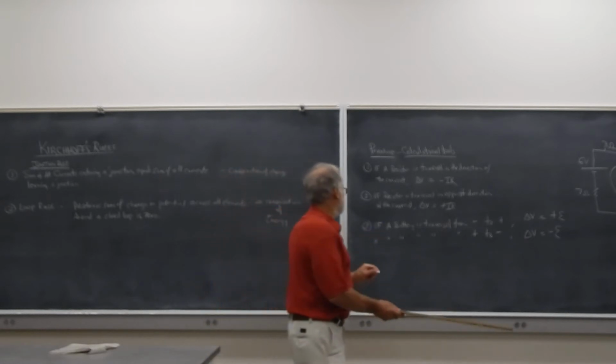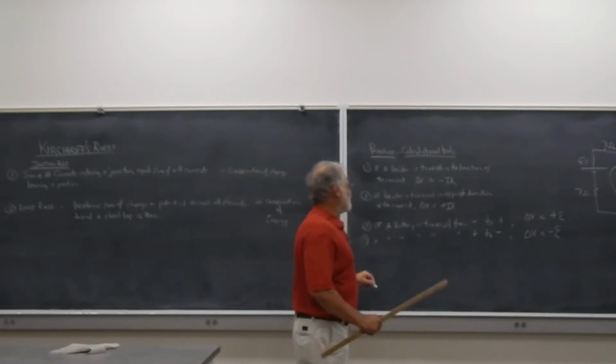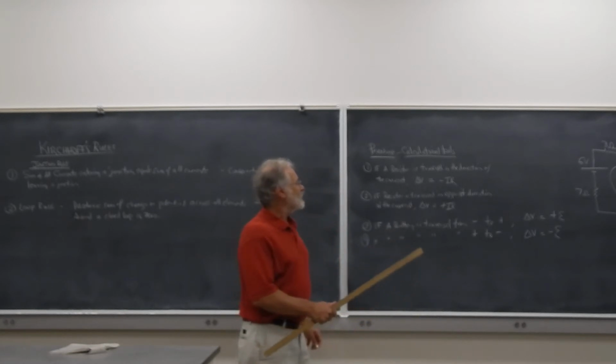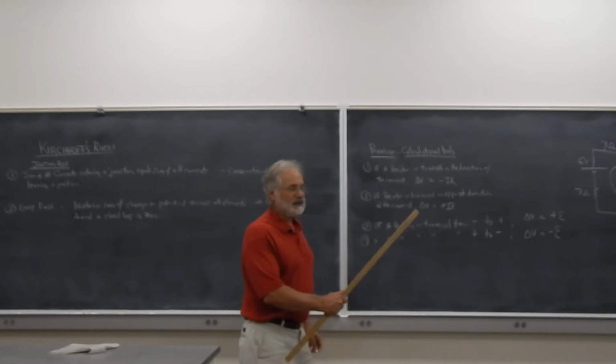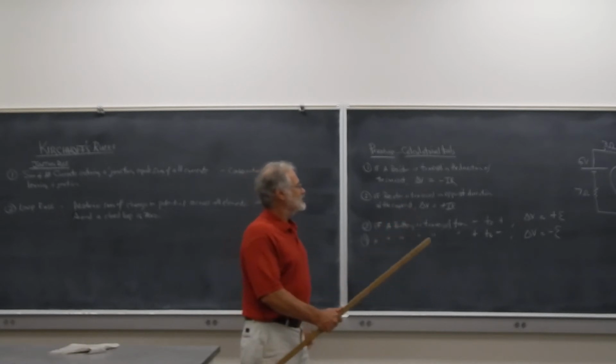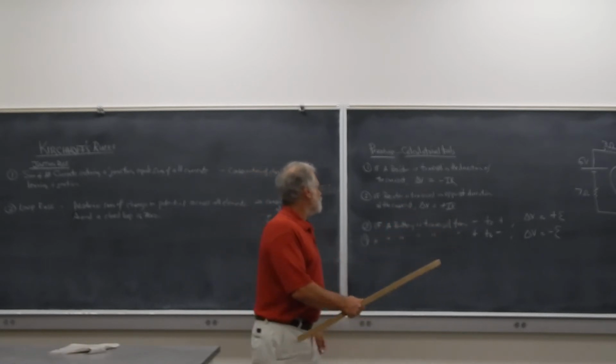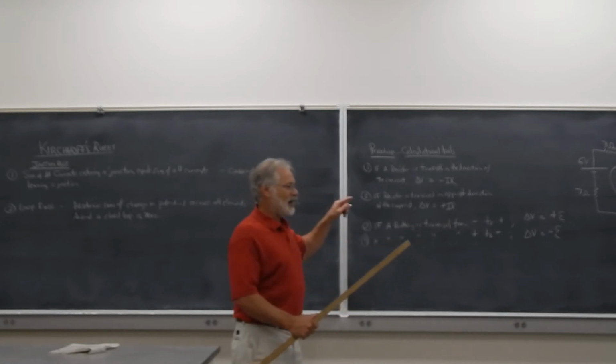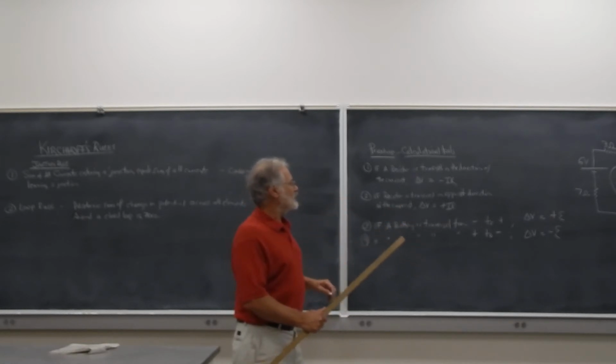Furthermore, for number 3, if a battery is traversed from the minus to the plus end, we add a term plus E, for electromotive force, to the equation. If a battery is traversed from the plus to the minus, the long end to the short end, we add a term minus E.